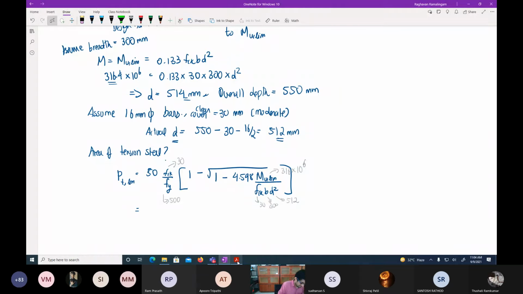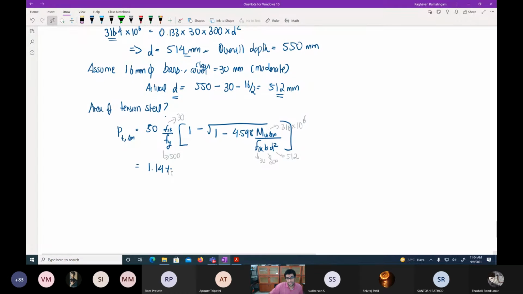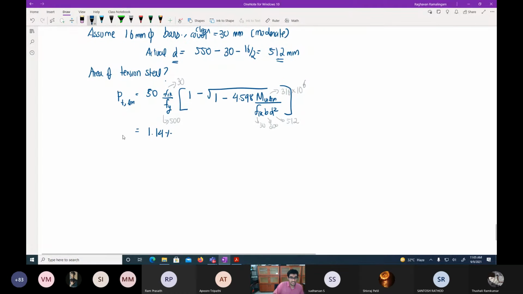How much do you get from this? 1.14%. Okay, so this is in percentage. You would just have to convert it to area now. So that means Ast is given by percentage is 1.14.